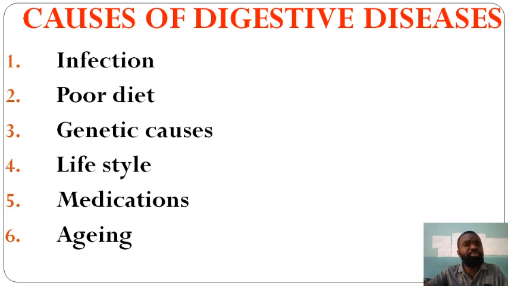I would have put poor medications. Now, how do medications cause this? When you abuse drugs, by either taking a drug that is not prescribed by a doctor, or an overdosage of drugs, or expired drugs or poor medications, it can give rise to digestive diseases. It can cause harm to your digestive organs.